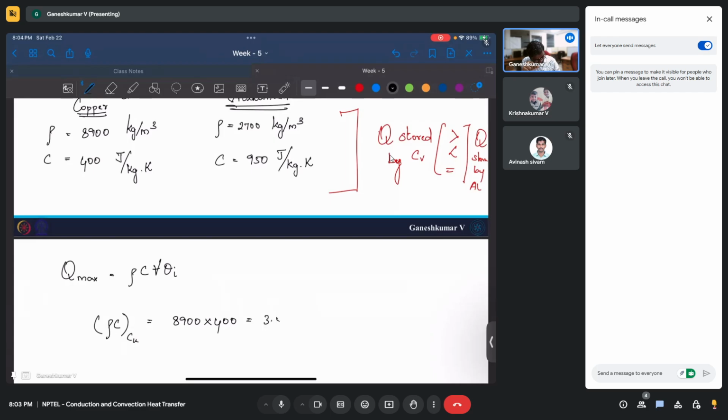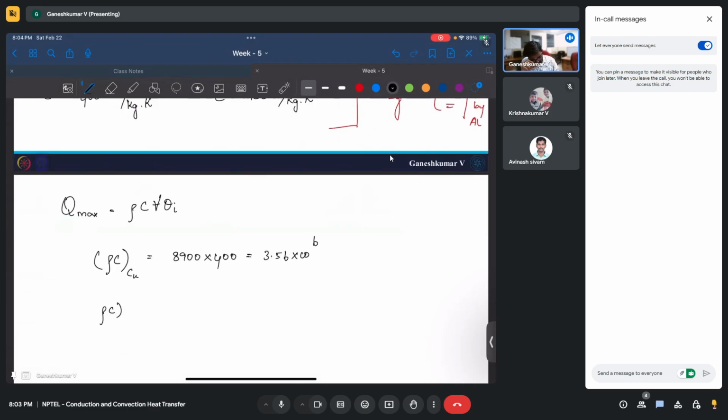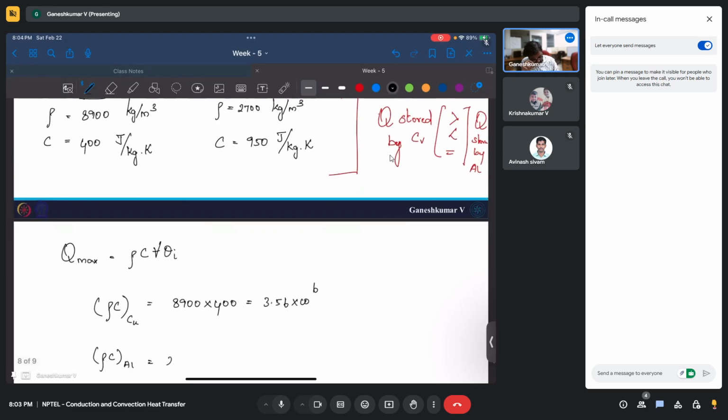So 3.56 into 10 power 6. Okay. Similarly, the rho C of aluminum will be 2700 times 950, which is 2.565 into 10 power 6.